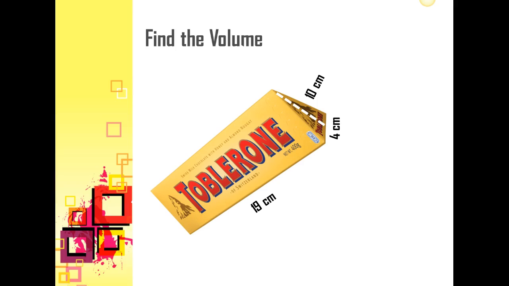Let's find the volume of this Toblerone box. One way to approach this is to use the generic formula, V equals capital B, or area of the base, times the height. Capital B will be the area of the triangle at the end. The area of the triangle can be found by multiplying its base times the height, or 4 times 10, then dividing by 2. The area of the triangular base is 20 centimeters squared.